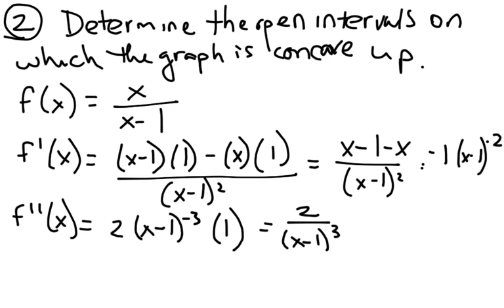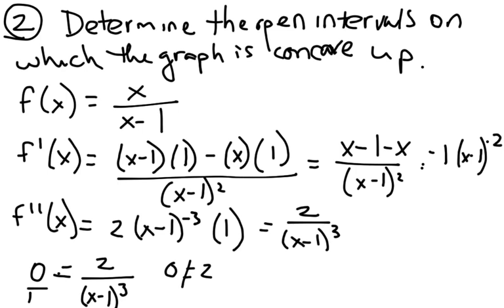So I'm going to set that equal to 0, and if I multiply by the denominator on both sides, or if I were to cross multiply, I'm going to get 0 equals 2, which is not a true statement. So this function is never equal to 0.